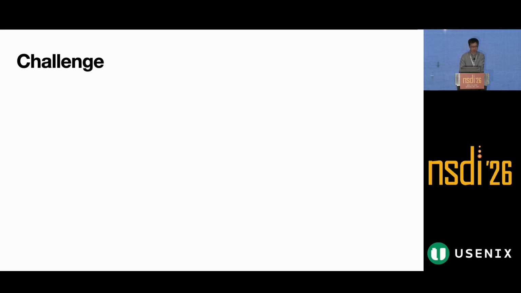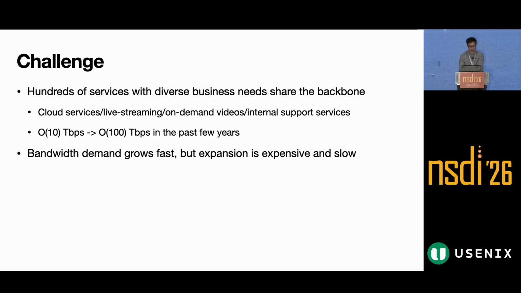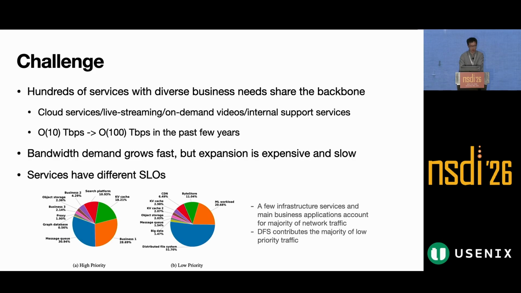First, let's look at the challenge we have. Driven by applications including cloud services, live streaming, and on-demand videos, the capacity of ByteDance's self-built WAN has increased from 010 to 000 terabits per second in the past few years. Due to the long deployment cycles and high provisioning cost of WAN expansion, network operators strive to improve bandwidth utilization and resource efficiency in order to meet the SLOs for various applications.